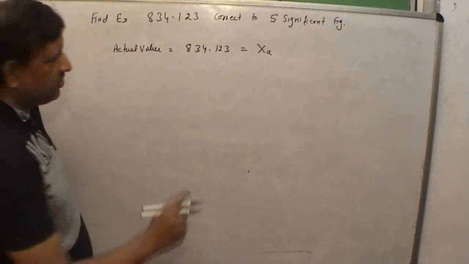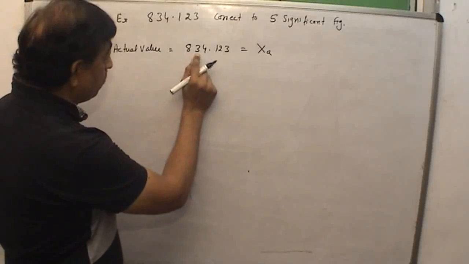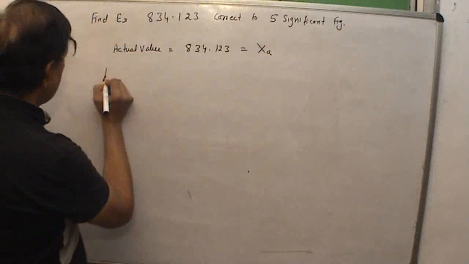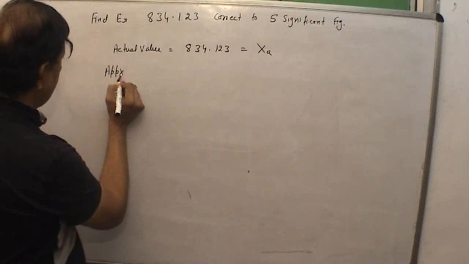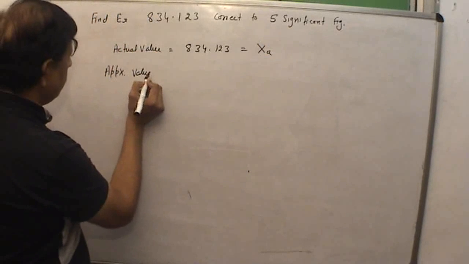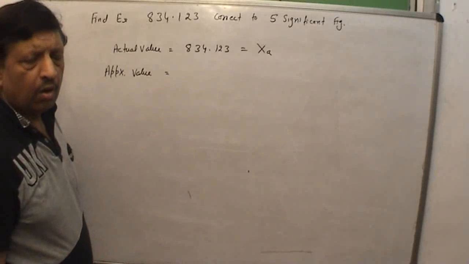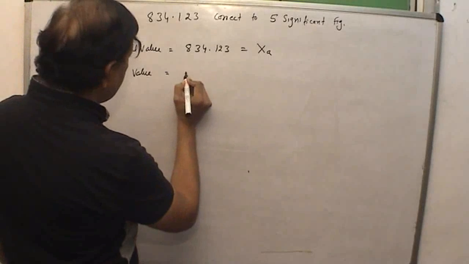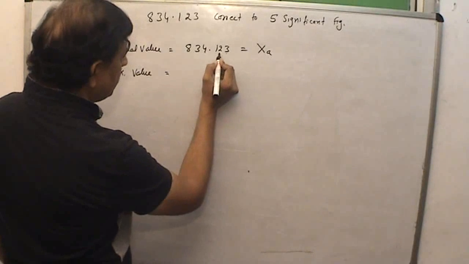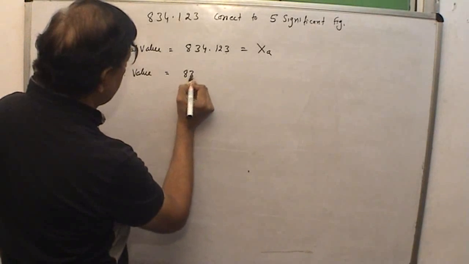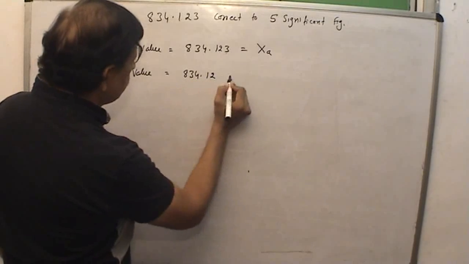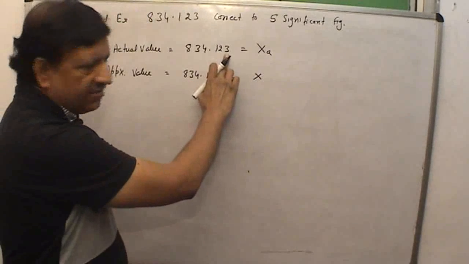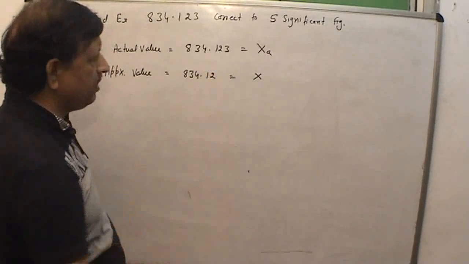But these are 6 significant digits: 1, 2, 3, 4, 5, 6. But he wants 5 significant. Then we get the approximate value. For the approximate value, we follow the rule of round off. How? It is 3, so it will remain 2: 834.12. Say it is X. It is 3, which is less than 5, so there is no change in 2.